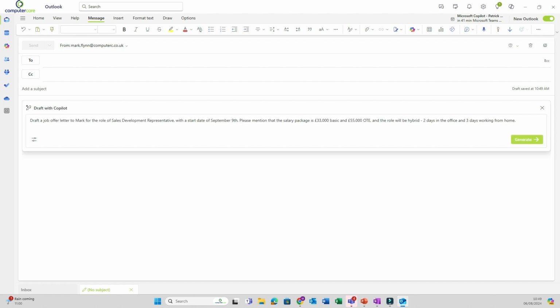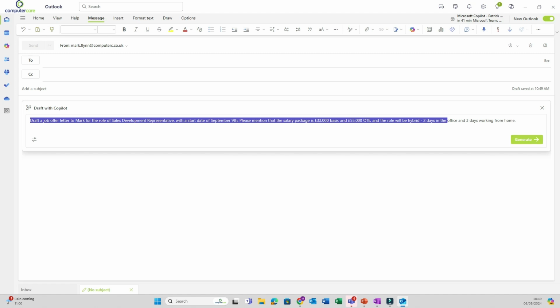So I want Copilot to draft a job offer letter to Mark for the role of SDR with a start of September the 9th. Please mention the salary package, the nature of the role is hybrid, etc. So I'm going to hit the generate button.